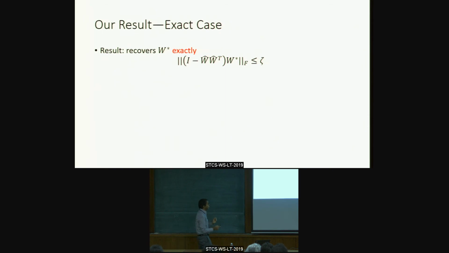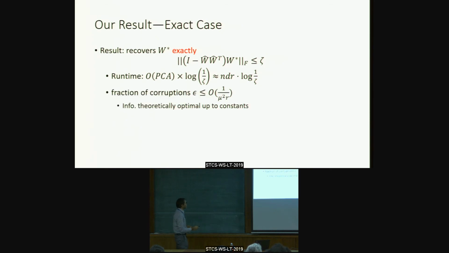Okay, and in a small number of iterations. In just log 1 over epsilon iterations or log 1 over zeta iterations, you will be able to estimate your true subspace exactly. And note that in each iteration, you are just doing PCA. So the algorithm is essentially standard PCA, but run for a small number of iterations.